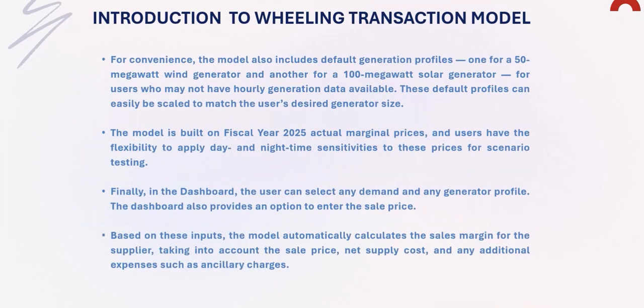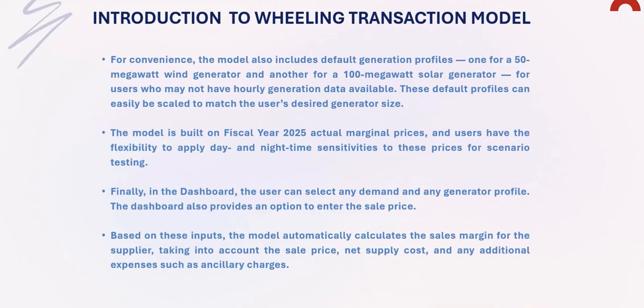For the user convenience, this model also includes default generation profiles, one for a 50 megawatt wind generator and another for a 100 megawatt solar generator. For users who may not have hourly generation data available, these default profiles can easily be scaled to match the user's desired generator size. The model is built on fiscal year 2025 actual marginal prices, and users have the flexibility to apply day and night time sensitivities to these prices for scenario testing.